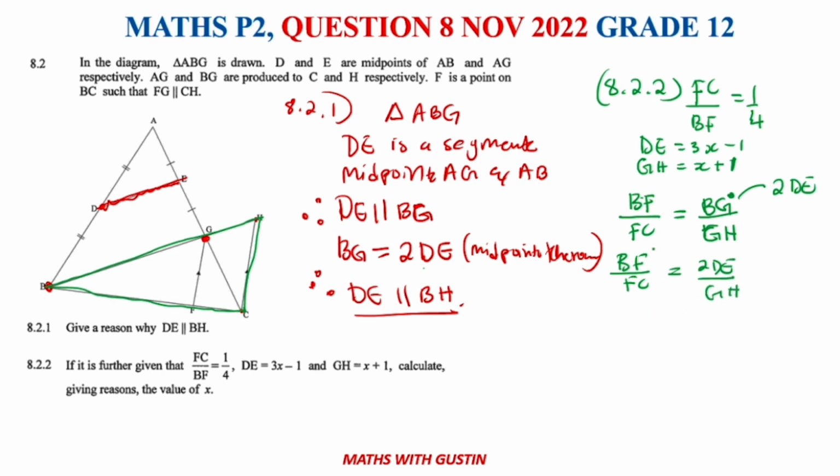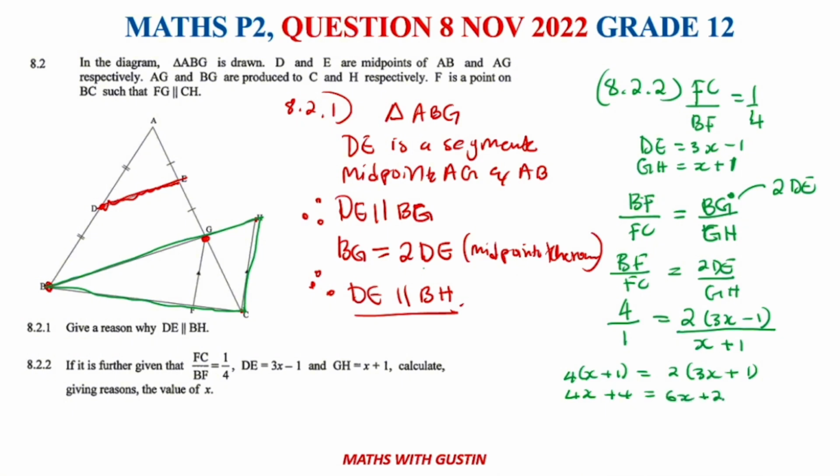Now we can substitute. BF over FC according to this is equal to 4 over 1, which is equal to DE, which is going to be twice 3x minus 1 as given there, all over GH, which is x plus 1. So now we can cross multiply. We are going to have 4 times (x plus 1) is equal to twice (3x plus 1). Therefore, now we're only left with the algebra. 4x plus 4 is equal to 6x plus 2.